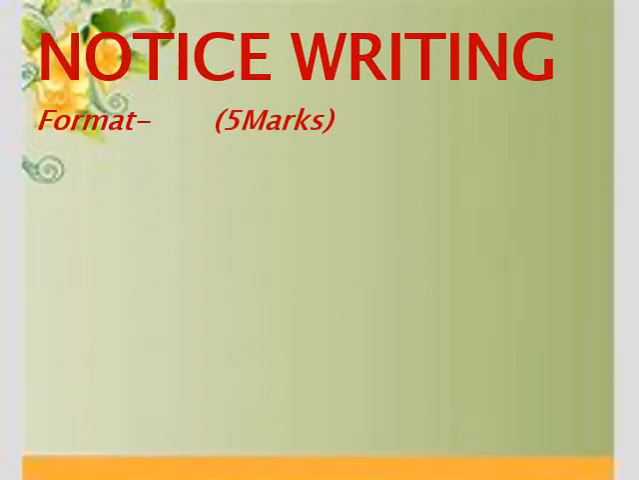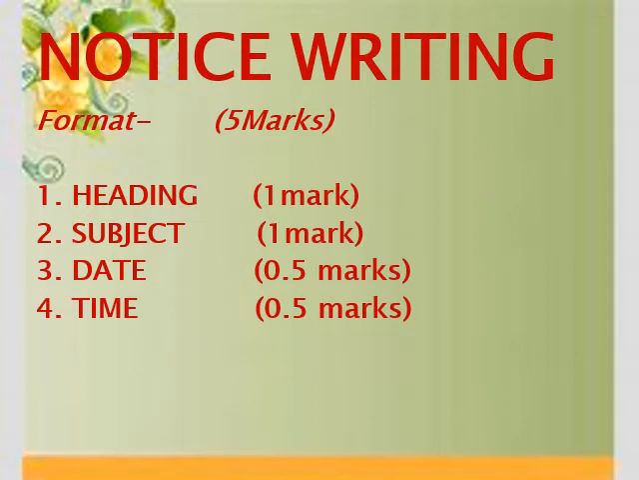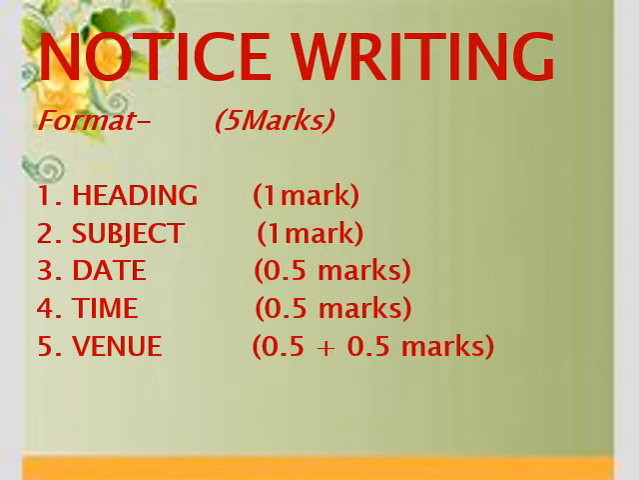The format is a total of 5 marks. It carries 5 marks, and now I am going to subdivide the 5 marks for you. The first thing that should be in your notice writing is the heading, which is for 1 mark. The second thing should be the subject, which is for 1 mark. The third thing is the date, which is for half a mark. Then the time, again for half a mark. Then the venue, which is half plus half, that means 1 mark.